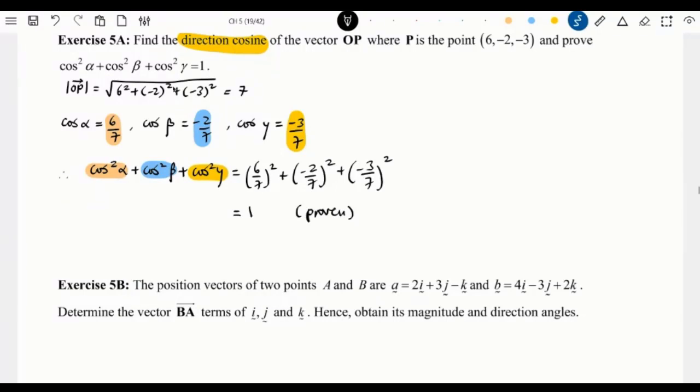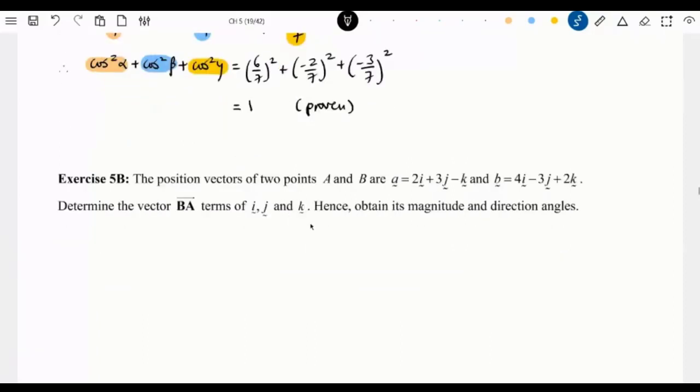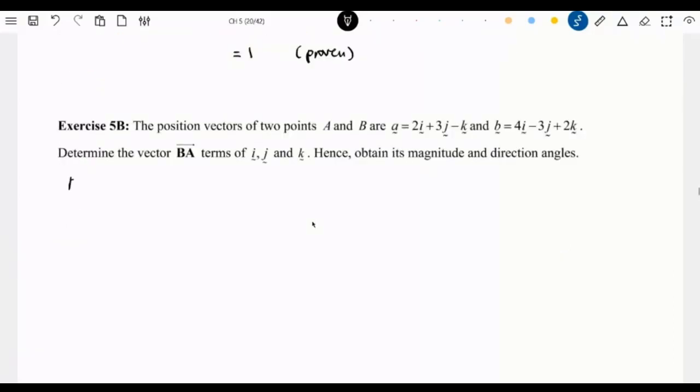Okay, so that one exercise 5A. Now exercise 5B, we have position vector to points A and B given these vectors. Determine the BA in term of i, j, k. So finding the BA which is yang belakang tolak depan. So we can make it as the column matrix will be 2, 3, negative 1 minus 4, negative 3, 2. So indirectly we're gonna have negative 2i plus 6j minus 3k. Okay, so we already make it as in position vector.